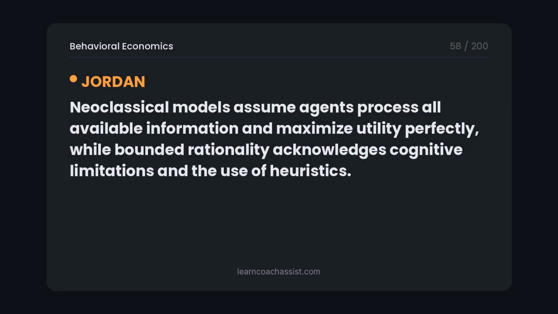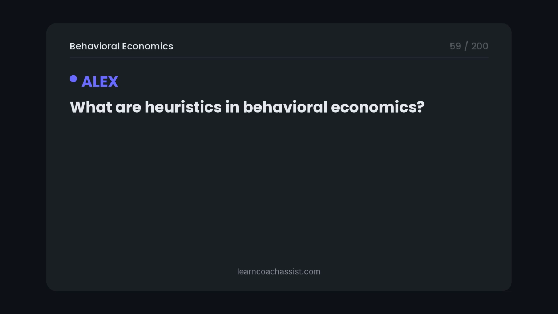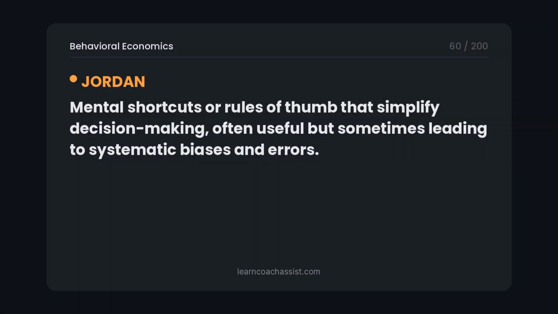Neoclassical models assume agents process all available information and maximize utility perfectly, while bounded rationality acknowledges cognitive limitations and the use of heuristics. What are heuristics in behavioral economics? Mental shortcuts or rules of thumb that simplify decision-making, often useful but sometimes leading to systematic biases and errors.